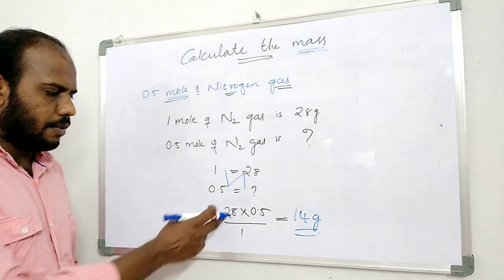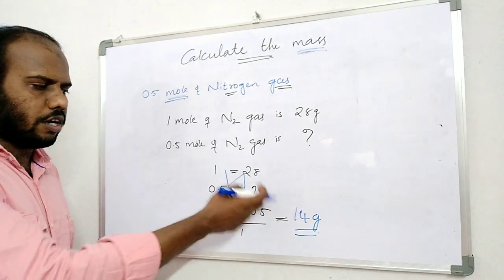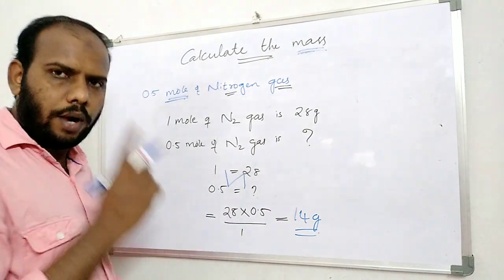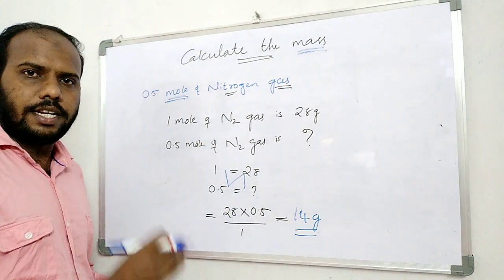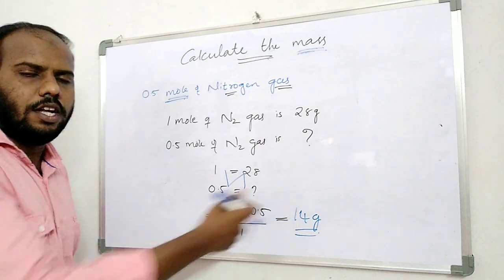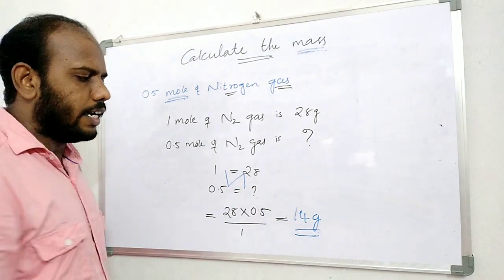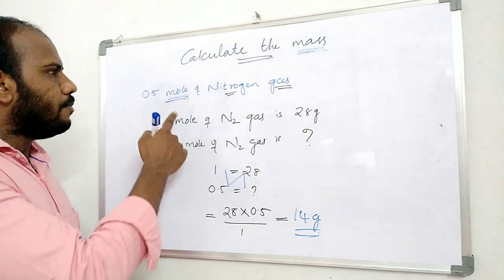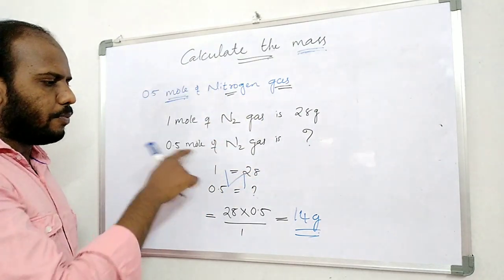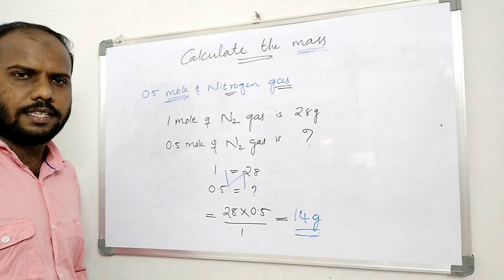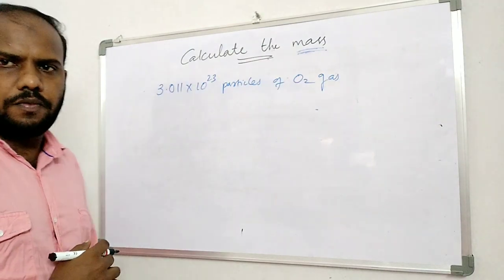Got it, children? Because 28 into 1 means 28, but 28 into half, that means we know it will be 14 gram, half of it. So what is the answer? 14 gram. So observe once: 1 mole is 28 gram, then 0.5 mole is 14 gram. It's very easy. Yes or no, children? So one more question we can look at.